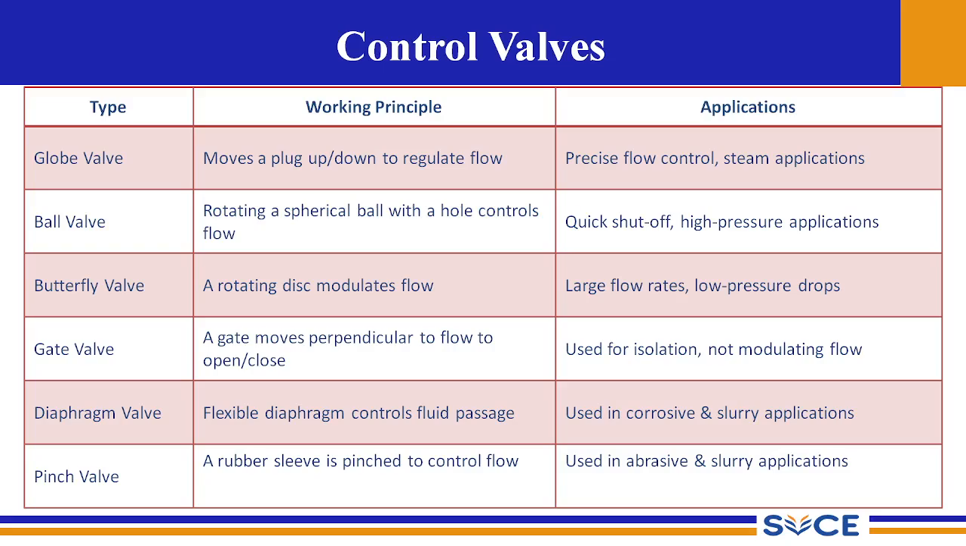Next is the butterfly valve, where you have a rotating disc which will modulate the flow. The butterfly valve is used for large flow rates and very low pressure drops. Then the gate valve. The gate valve has a gate that will move perpendicular to the flow to open or completely close. So the gate valve is used for isolating the flow, and it is not used in the case of pulsating or modulating flow.